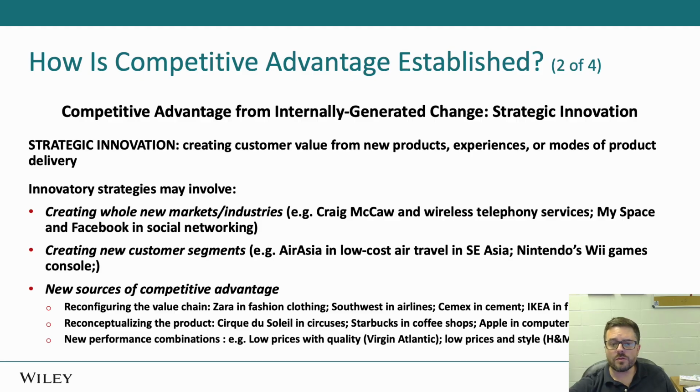IKEA in furniture, they really changed the value chain in that it wasn't furniture that was made to order, like maybe you get at a place like Ashley. You went and viewed the showroom, you saw the furniture in a context, you wrote down the number, and then you actually had to go and get the furniture yourself and put it together yourself. They outsourced the assembly of the furniture to the buyer.